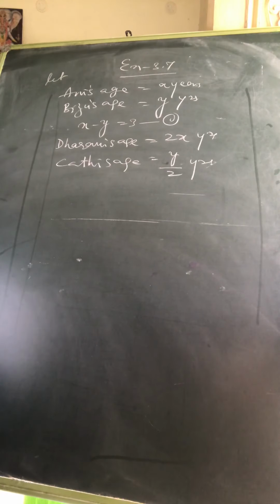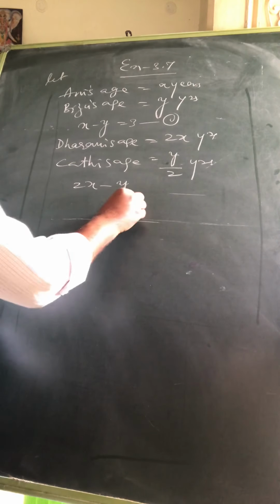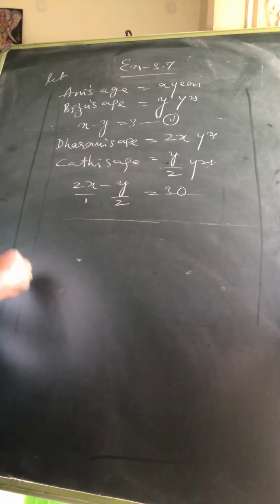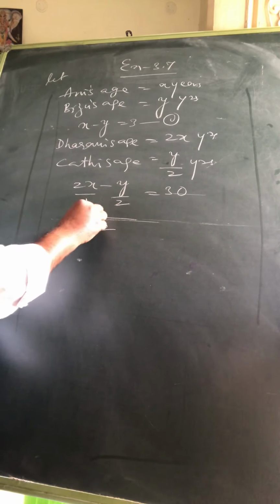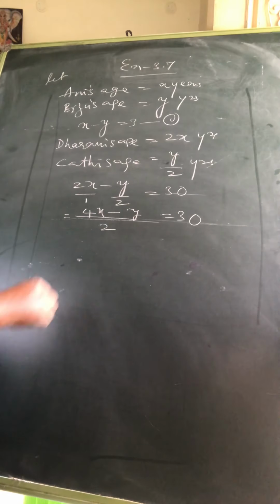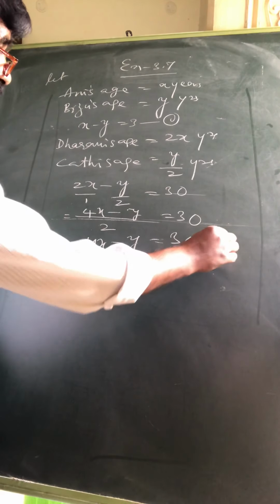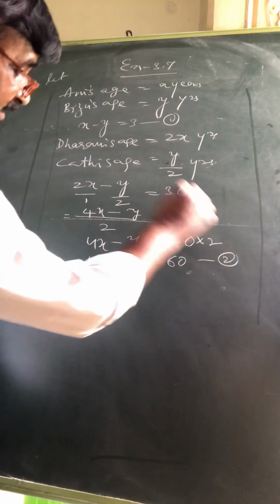Now he said the difference of Dharam's and Kathy's ages is 30 years. So 2x minus y by 2 is equal to 30. So simplify it by taking the LCM 2. 1 to the 2, 2 to the 4x minus y is equal to 30. So 4x minus y is equal to 30 into 2. So 4x minus y is equal to 60. This is the second equation.